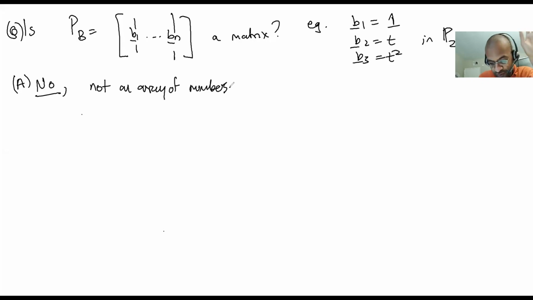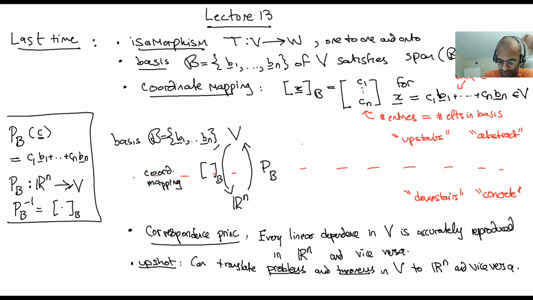However, this is a good intuitive way to think about it. It does behave like that, but it's going between Rn and V, not between Rn and some other Rm. So it's not a matrix.